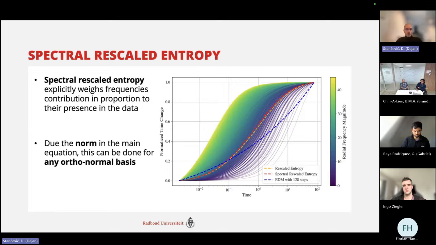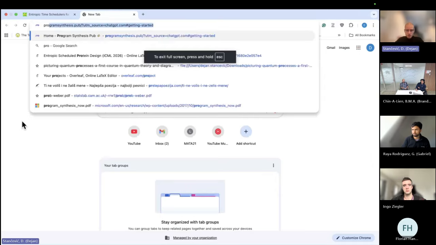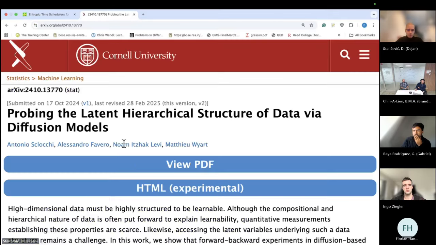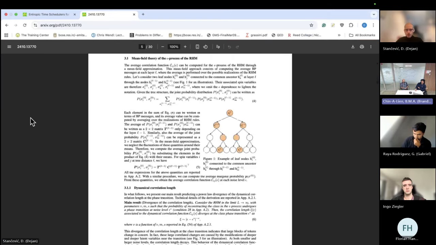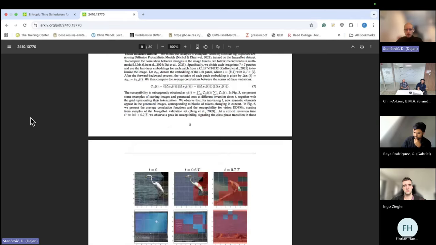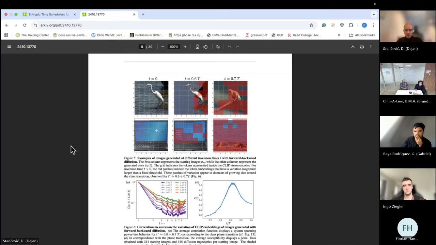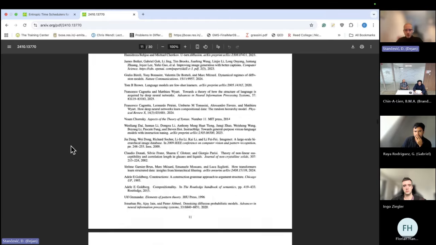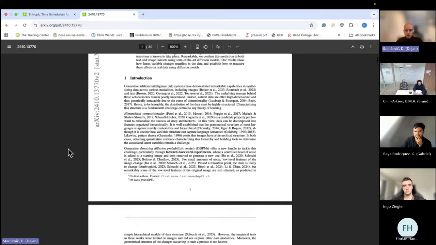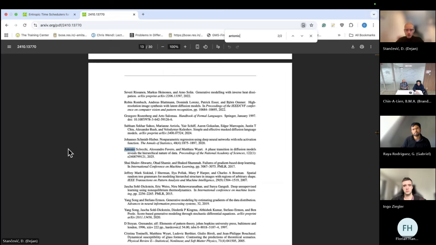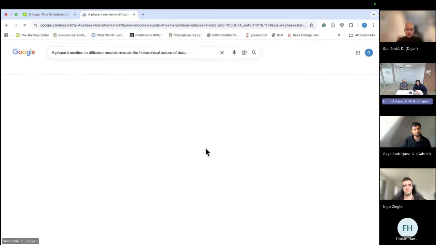Probing hierarchical structures of data. Yeah, theoretically, we'll see. Or did I miss the paper? Okay, so they have two similar papers, not this one but the other one. A phase transition in diffusion models reveals... Yeah, this one. Okay, thank you.